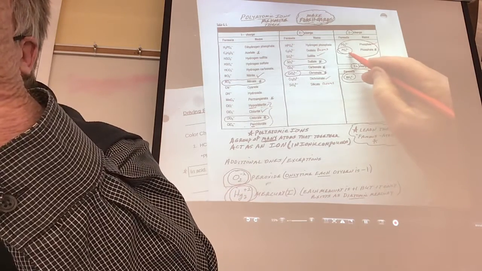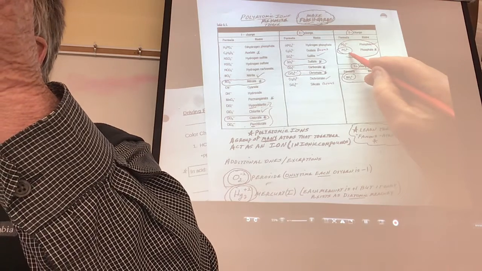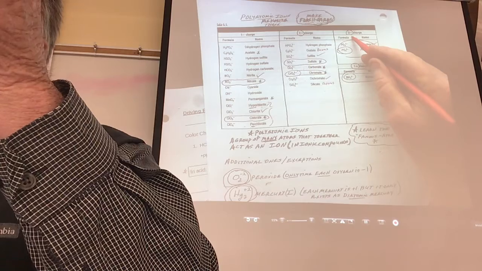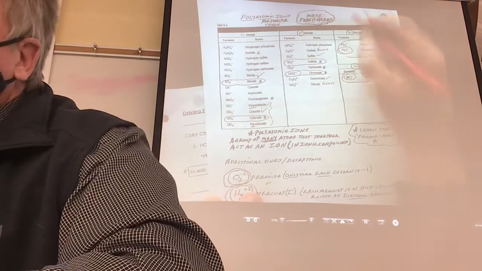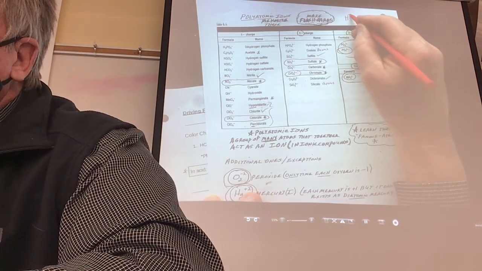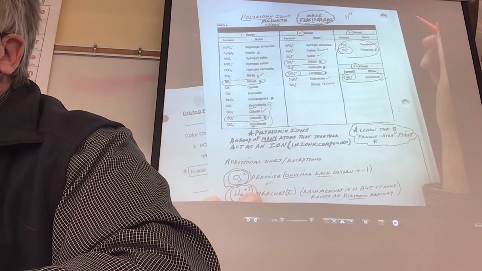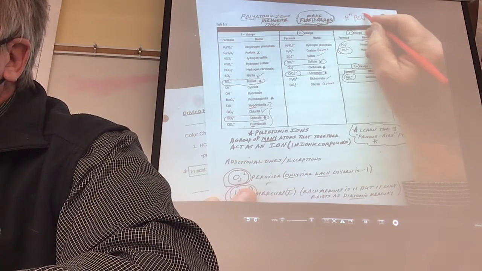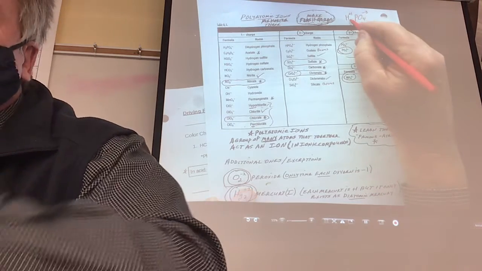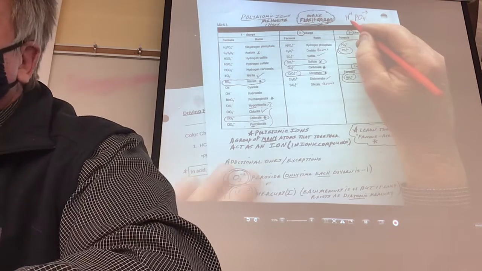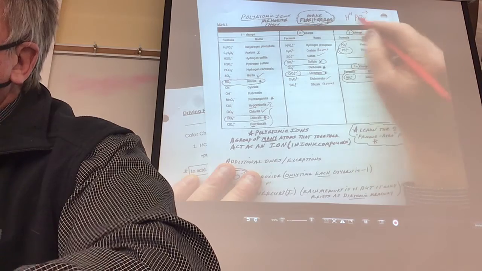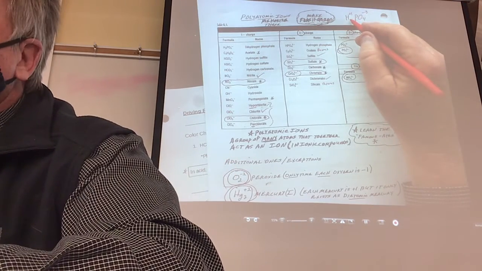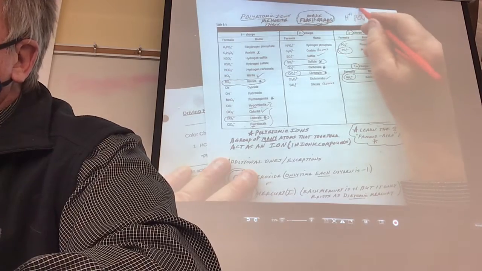What's the charge on phosphate? -3, isn't it? -3. Now, do you know what hydrogen's charge is? +1, isn't it? Now think about this. What if phosphate was -3 and you tacked on a hydrogen in front of it, what would that charge be? -3 plus 1, what would that be? That would be -2, wouldn't it?